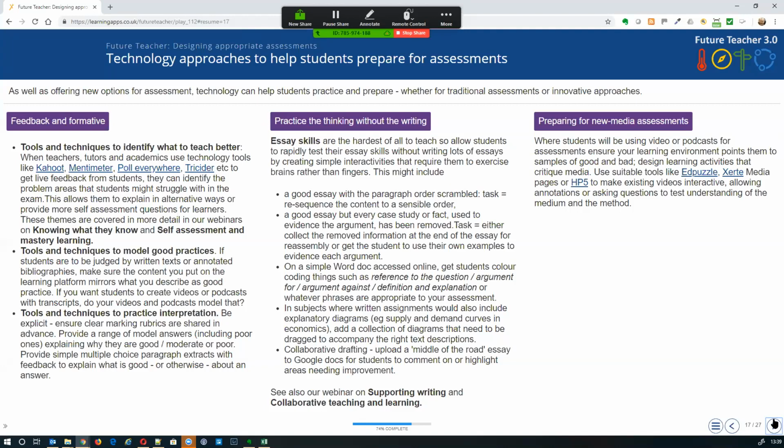So the first way in which, if we were to prepare students for traditional assessments and use technology to do that better than we do currently, then there are themes that we've covered in other future teacher sessions, like knowing what they know, the self-assessment and mastery learning. There are tools that will allow us to identify what it is that students have problems with, so that we can help teach them better.